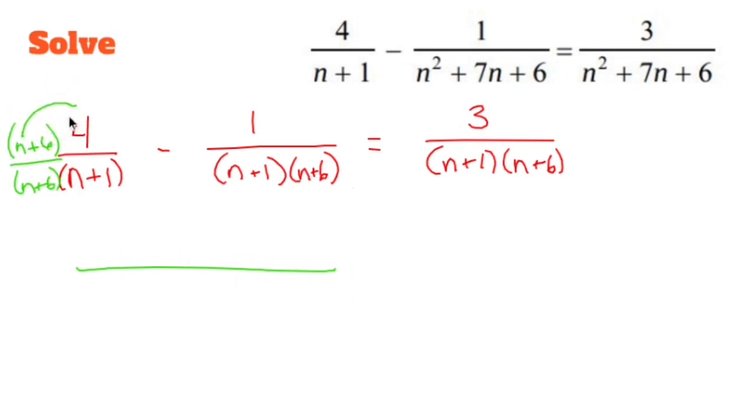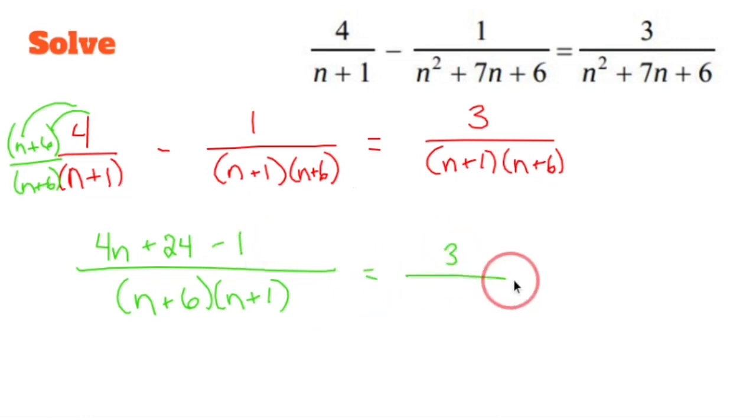If I were to distribute 4 to n plus 6 in parentheses, that gives me 4n. 4 times 6 is 24. And now that these are the same denominator, I can combine the denominators, giving me this guy, and minus 1 comes along for the ride. That's going to equal 3 over n plus 1 in parentheses, n plus 6. While I'm here, I'm going to quickly erase 24 minus 1 and make that 23, just so that I don't have to rewrite so much.